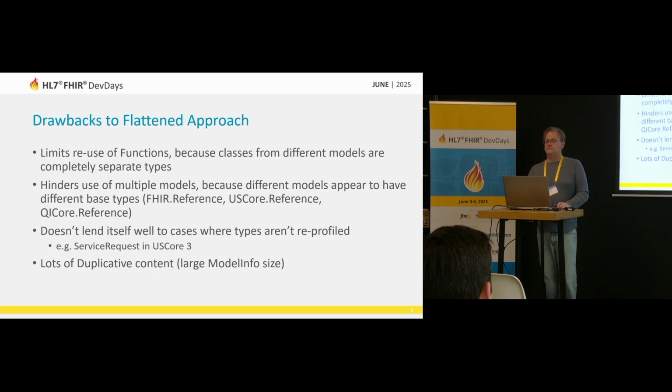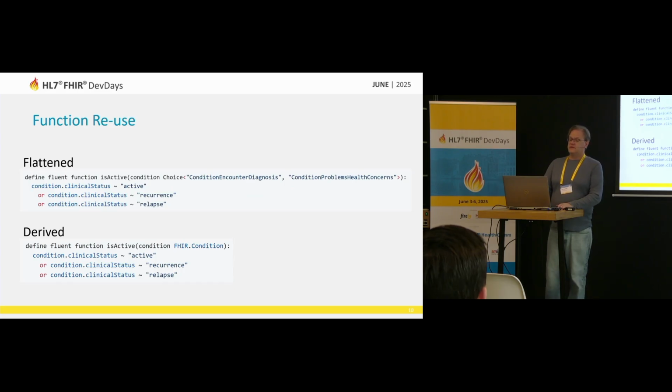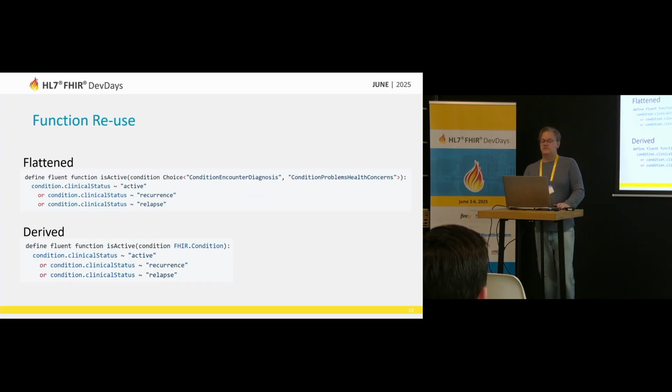So let's look at function reuse in the derived versus flattened case. In flattened, if you're looking at QI Core common right now, you have to do this condition as a choice of condition encounter diagnosis and condition problems health concerns. You can't actually talk about a condition in the generic because US Core introduced two different profiles. And so if you flatten, then you have to talk about each one independently, as opposed to a derived function where you could just talk about the FHIR condition and it will work with US Core conditions, whatever profile, QI Core conditions, whatever profile.